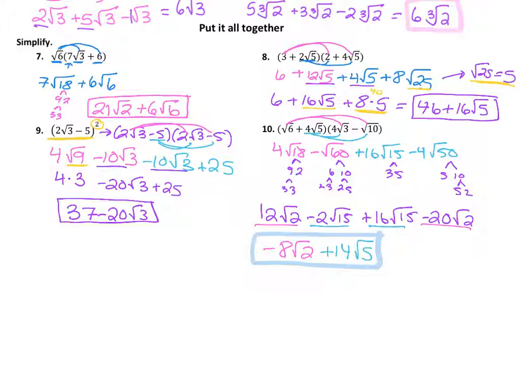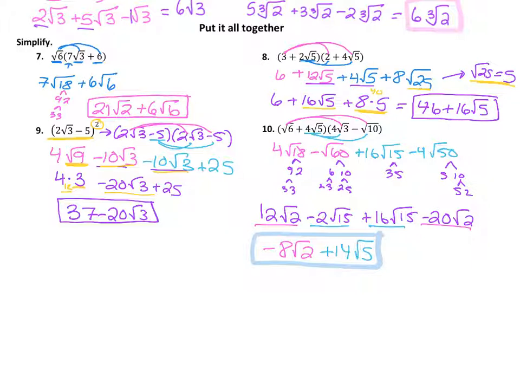Again, I have a perfect square here. Square root of 9 is 3. So this ends up being a 12. I combine my like terms of negative 10 root 3 and negative 10 root 3 to get negative 20 root 3. So I end up with 37 minus 20 root 3.